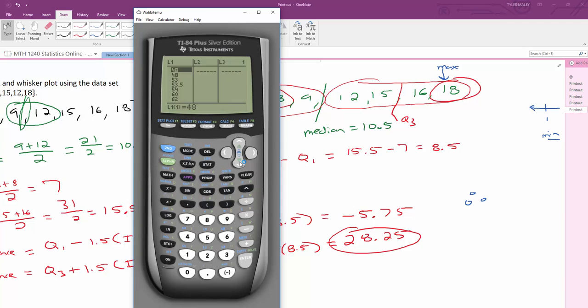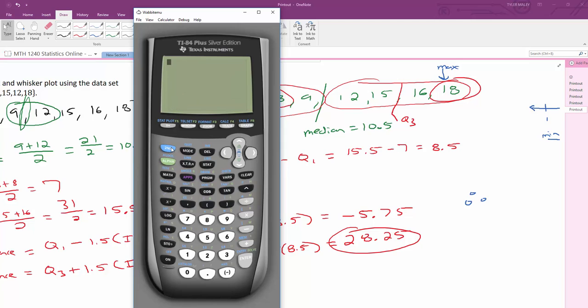So we have 48, 48, 53, 53.5, 54, 60, 62, and then 71. You can pause this video and input that data in your calculator if you'd like, to follow along. I'm just going to make a box plot with this data.